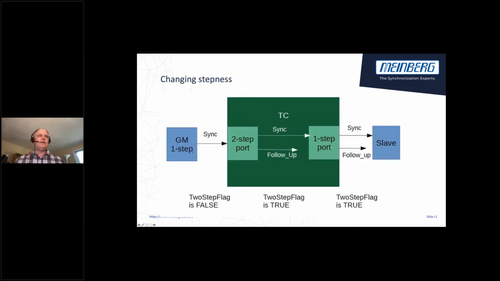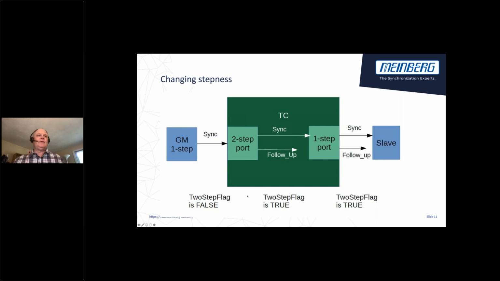So if it looks like this, for example, we've got a 1-step grandmaster. It's sending a sync message. It comes into a transparent clock. The ingress port is 2-step. So now it creates a follow-up message. So there wasn't one coming out of the grandmaster, but now there is. It sends them to the 1-step port on the output port. And what it does is say, well, I'm going to operate on the sync message. I'm going to ignore the follow-up and just send it through.